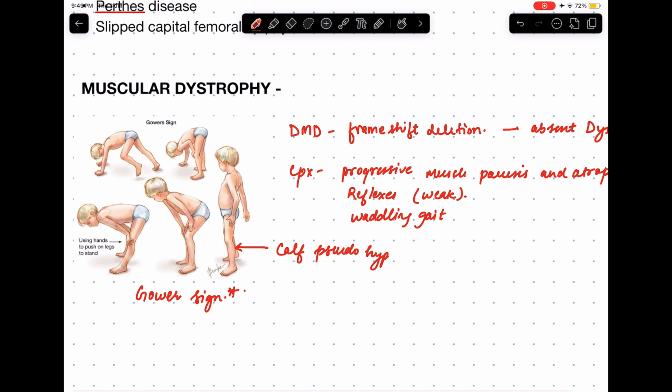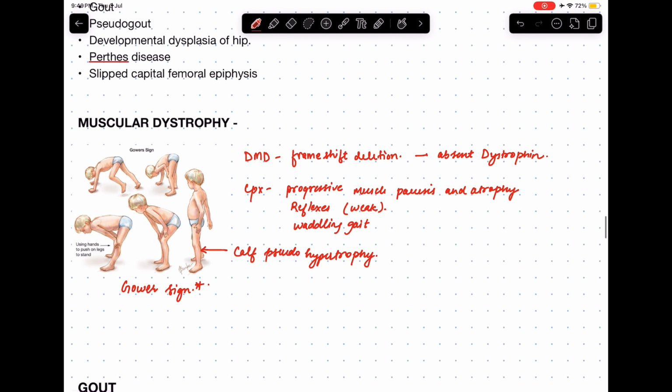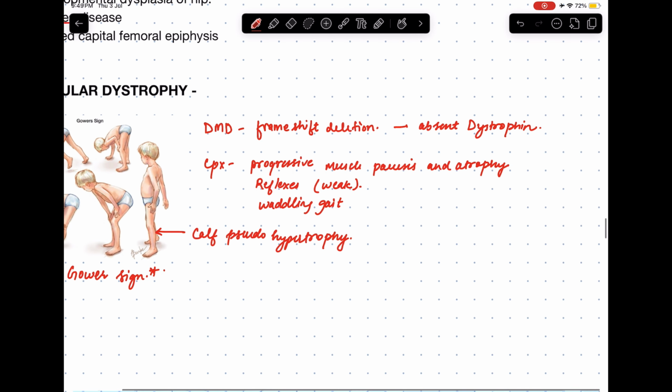So this is the calf pseudohypertrophy that I was talking about, and these 5 photos are the steps that are involved in Gower sign.